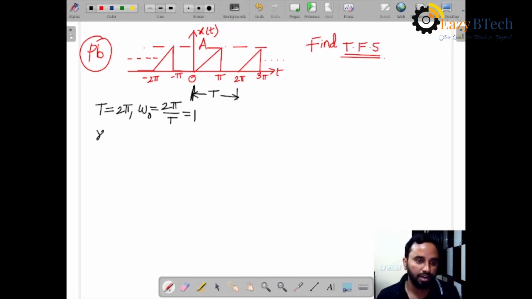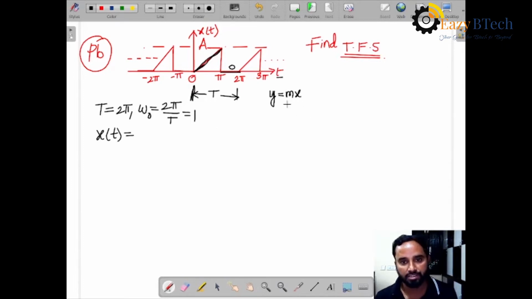After that, we should write the x of t expression. So if you observe x of t, for one complete cycle from 0 to 2 pi, we have a line from 0 to pi, and from pi to 2 pi, x of t is 0. So that is the clarity by observing x of t. Line equation from 0 to pi: this line is passing through the origin. So what is the line equation? y equals mx. Here x means the x-axis, so in place of x we have t, and y means the y-axis, so in place of y we have x of t.